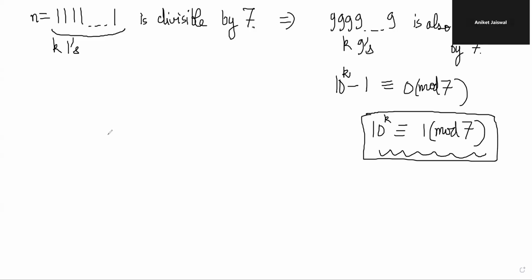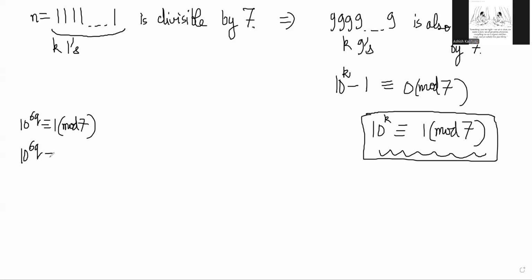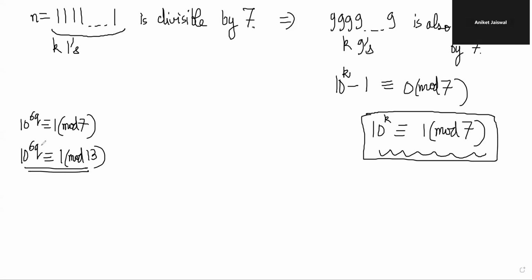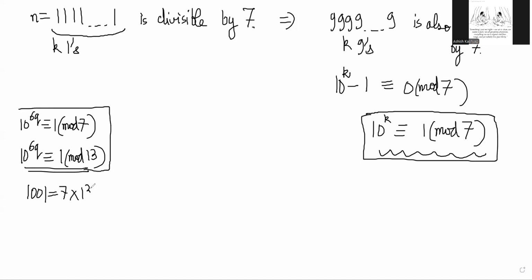The 6q case came up there. No, there we had 10 power 6q is congruent to 1 mod 7 earlier. Can we say k is equivalent to 6q? No, we don't know, we can't say anything. Right now we just know a random fact that 10 power 6q is congruent to 1 mod 7 and 10 power 6q is also congruent to 1 mod 13. That is just nothing connected to here. That is just a random fact we have discovered on 1001 when we check the divisibility.